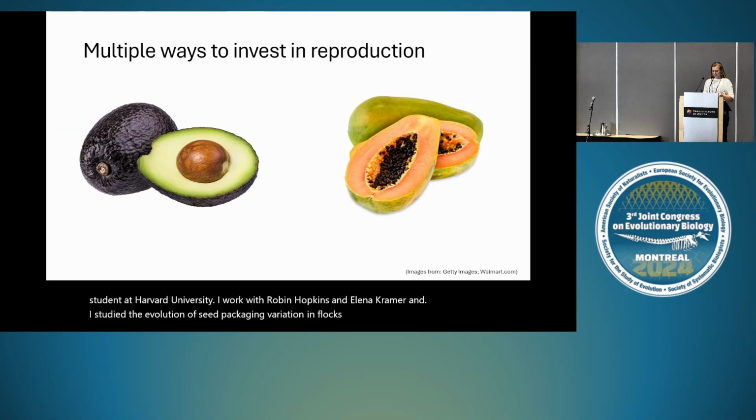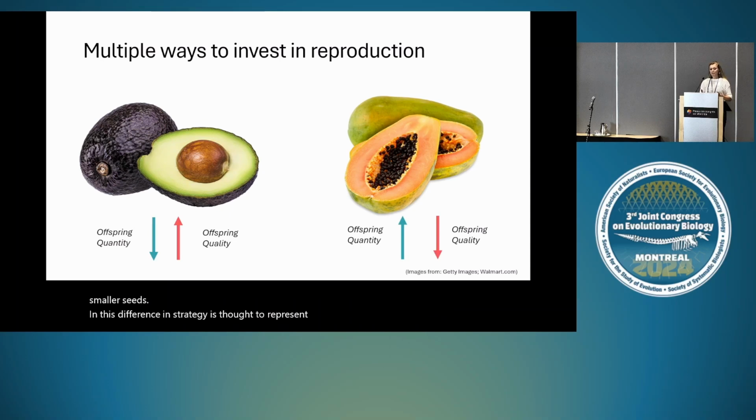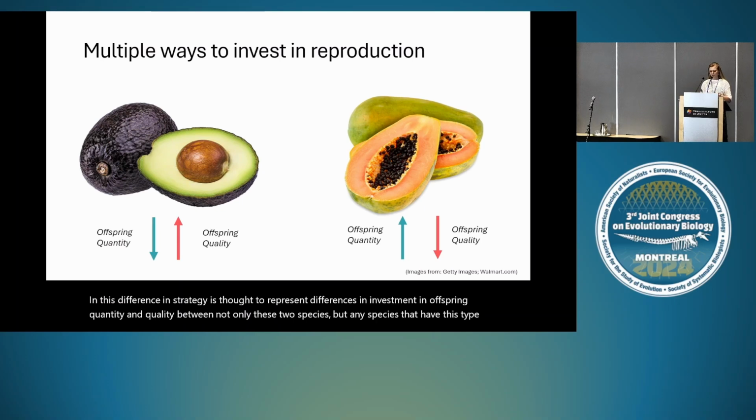So for any folks in the audience who may not be plant biologists, these are probably some more familiar fruits in your vocabulary. On the left side of the screen, you have an avocado. On the right side, you have a papaya. A really striking difference between these two horticultural plants is that avocados are making one very large seed, but papayas are making lots of smaller seeds. This difference in strategy is thought to represent differences in investment in offspring quantity and quality between not only these two species, but any species that have this type of variation.